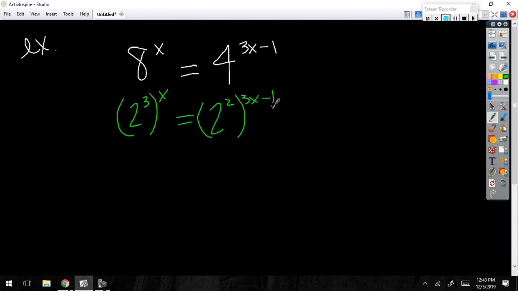Once the bases are the same, drop them. So I have 3x equals 2 times 3.